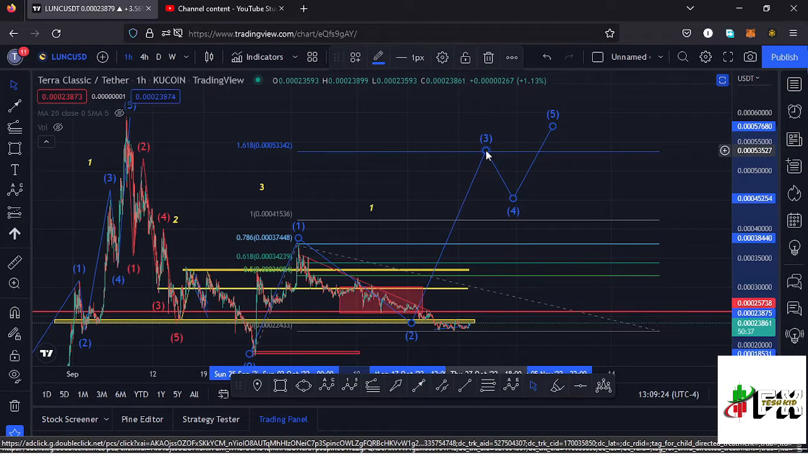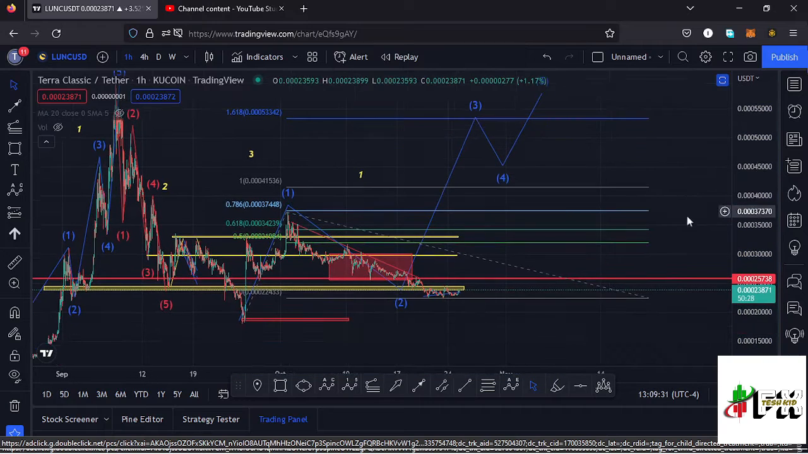1.618, and that is at around the $0.00053 mark. Then we can expect a retracement in a wave 4 and then a wave 5 to complete that higher Elliott wave count 1 to the upper side.